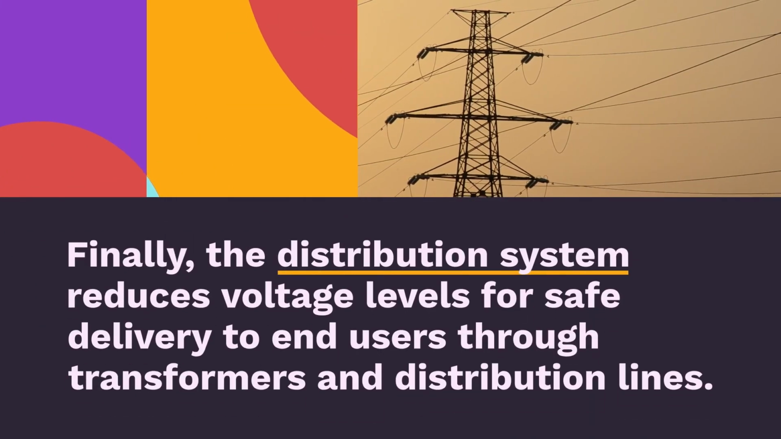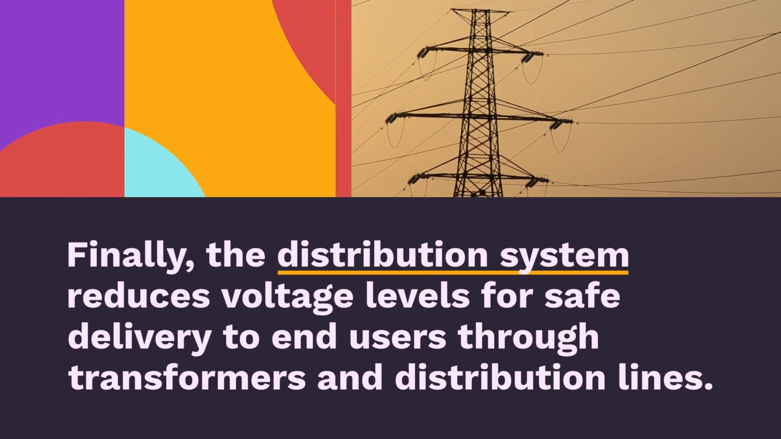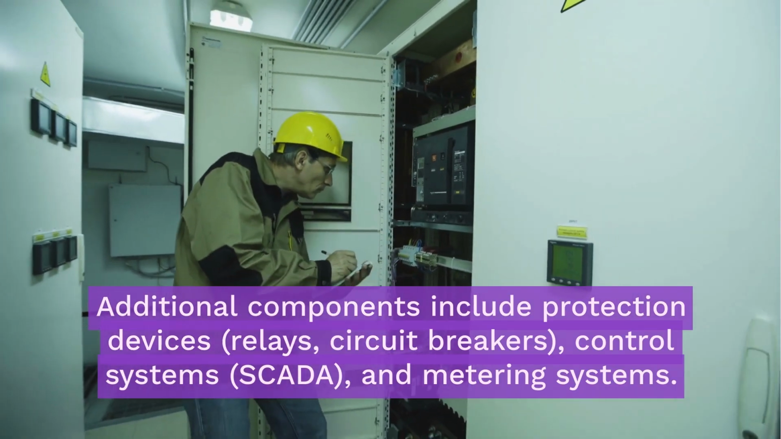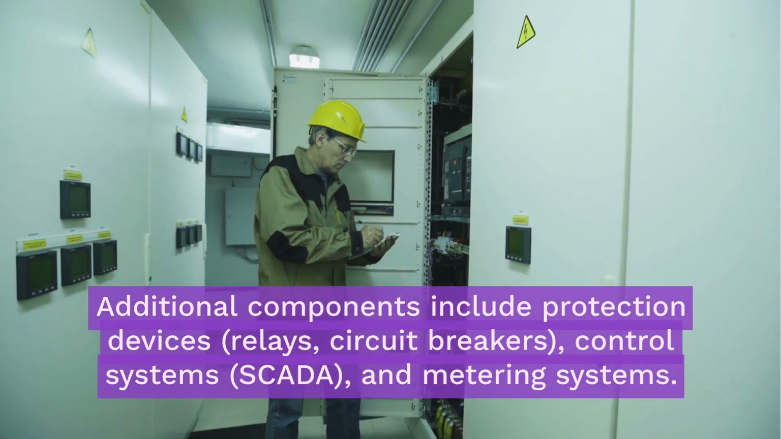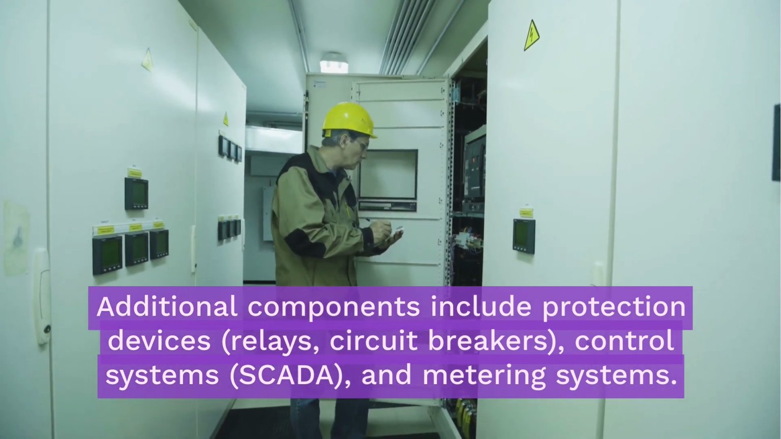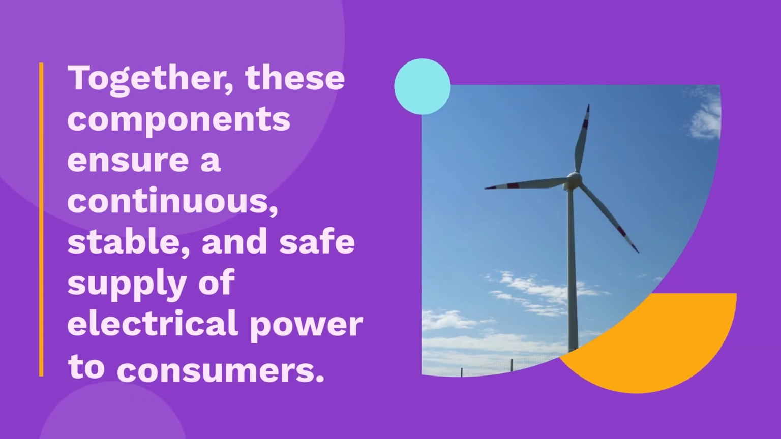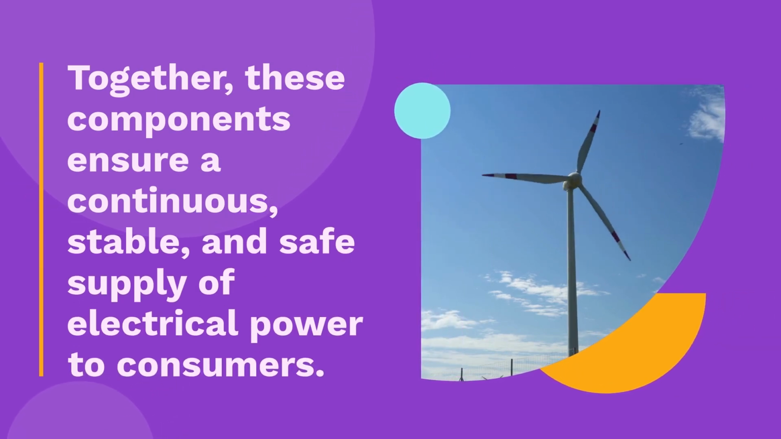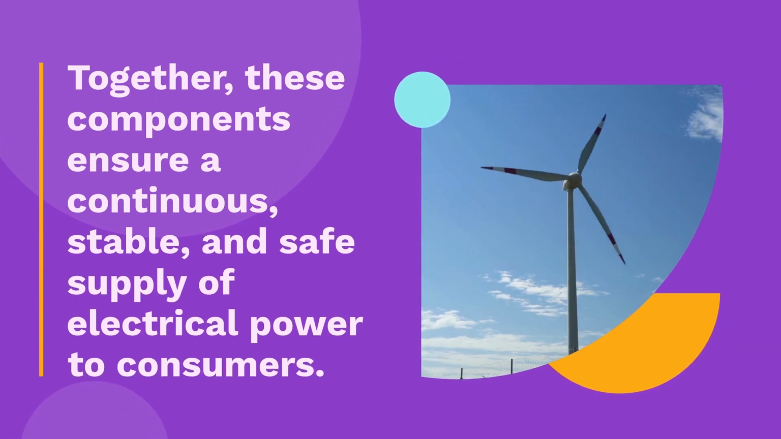Finally, the distribution system reduces voltage levels for safe delivery to end users through transformers and distribution lines. Additional components include protection devices, relays, circuit breakers, control systems, SCADA, and metering systems. Together, these components ensure a continuous, stable, and safe supply of electrical power to consumers.